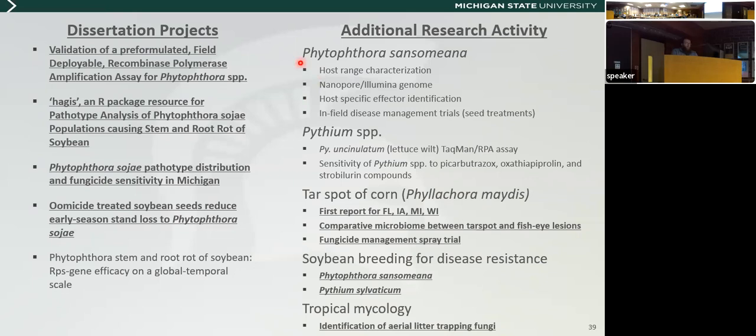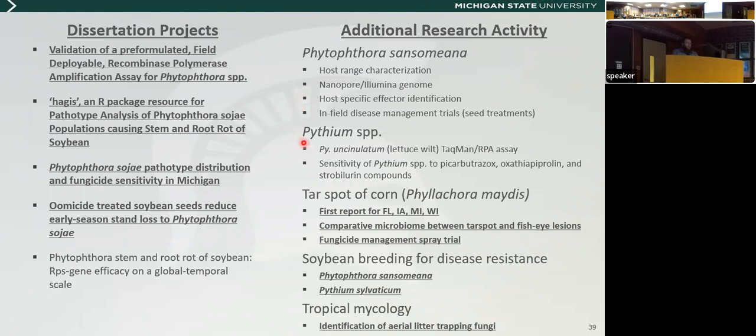I've also done some work on Phytophthora sansomeana, looking at host range characterizations. This is a Phytophthora species that infects corn, soy, dry bean, fir. I mean, it has an extremely wide host range. We were just trying to better characterize that using a group of Michigan-specific crops. In that same vein, I've worked on a Nanopore Illumina genome for Phytophthora sansomeana in the hopes that we can identify some very conserved effectors that are used, again, across host species, and then also potentially some species-specific effectors.